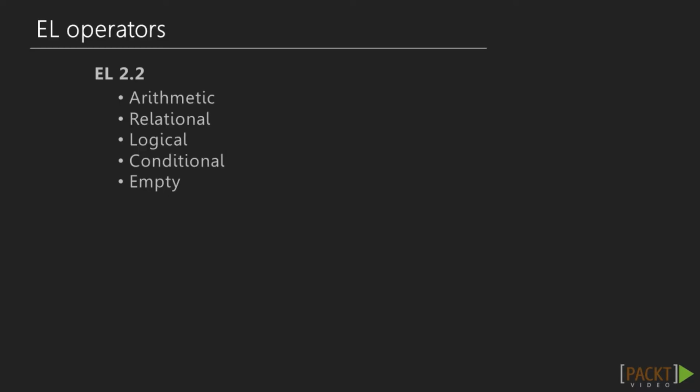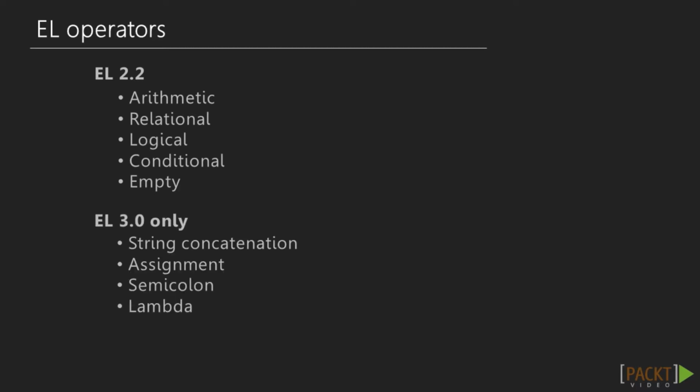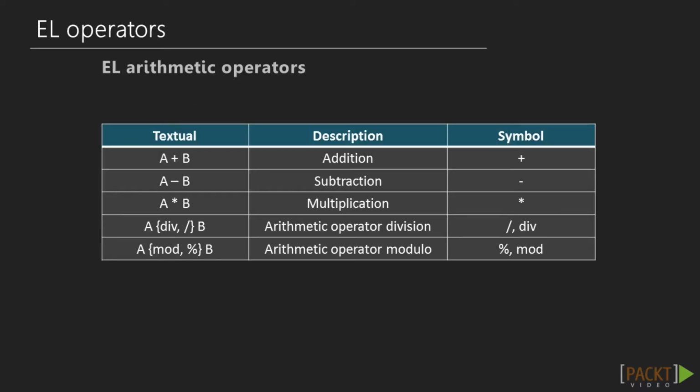Depending on their goals, the EL operators can be arithmetic, relational, logical, conditional, or empty. Starting with EL 3.0, we also have the string concatenation, assignment, semicolon, and lambda operators. As you can see, we have 5 arithmetic operators.